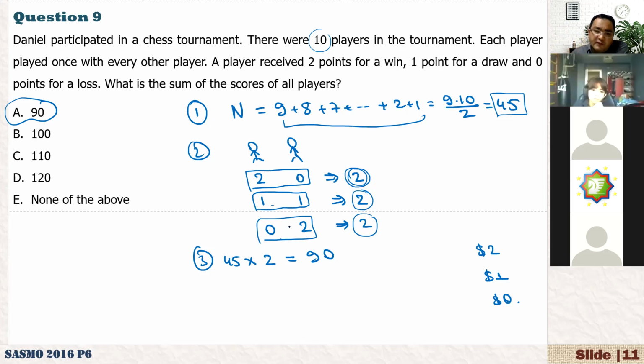So how many games do we have here? We have 45 games played. For each game, $2 is given. So altogether, how much is given? It is 90 given. Okay.